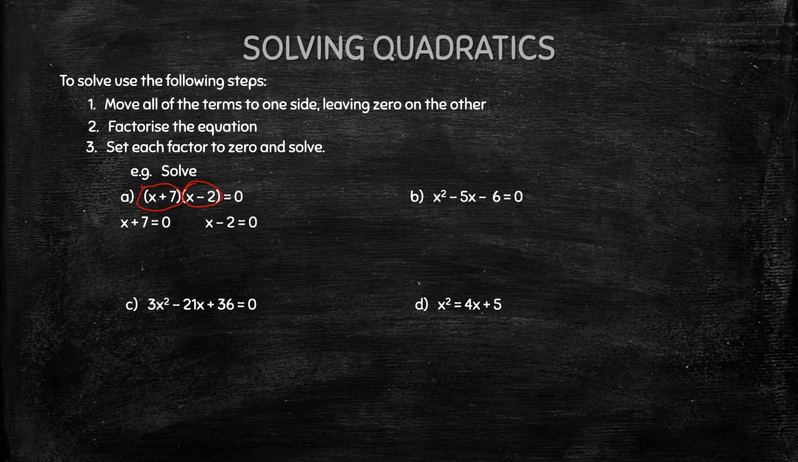Okay, so if we let each of those things equal 0, then we subtract 7 from both sides and we end up with x equals negative 7. And if we add 2 to both sides, we get x equals 2.